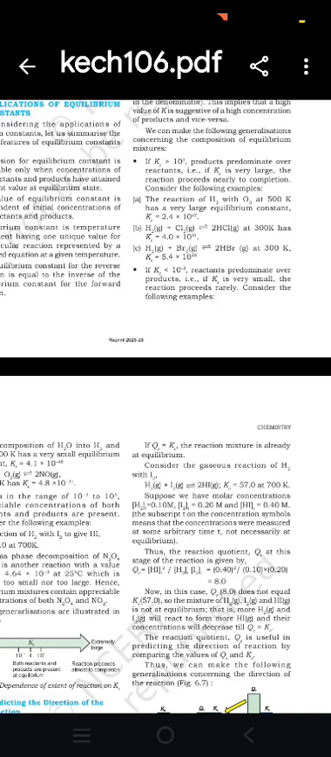If Kc is less than 10^-3, the reactants predominate over the products. If Kc is very small, the reaction proceeds rarely. Consider the following examples.